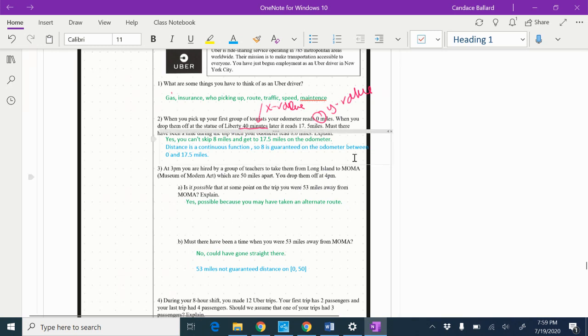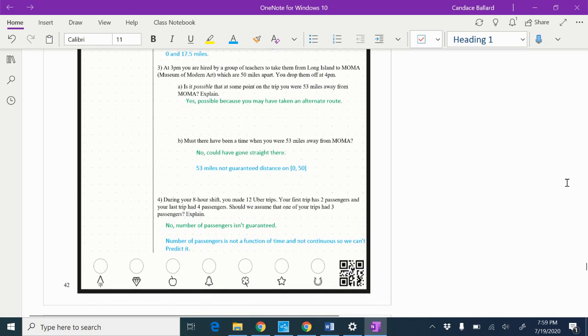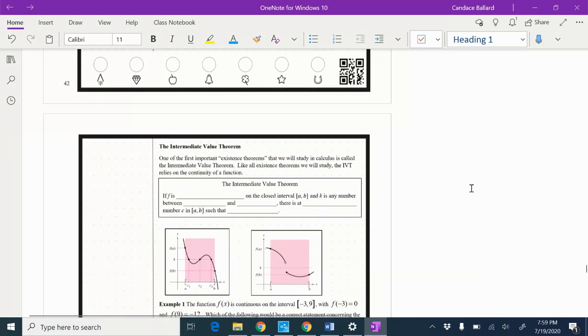So these were some examples. The odometer was an example of the intermediate value theorem because it's got to be continuous and you can't skip over the miles. Okay. We also saw the example here where you have 53 miles, you could do it, but it isn't guaranteed. The guaranteed distance is between 0 and 50. All right, so let's actually formally write our intermediate value theorem out here.